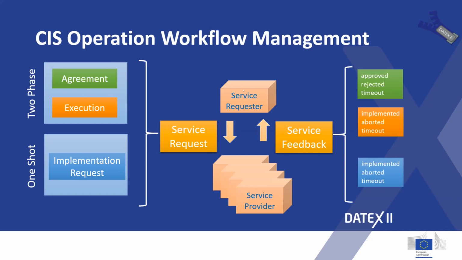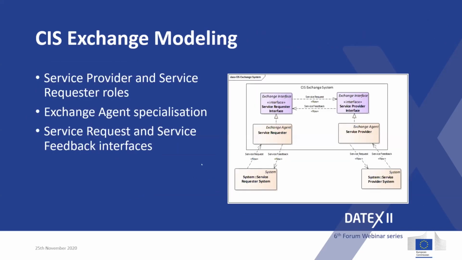After that, this implementation is done. So this simple pattern, service request and service feedback, is what is standardized under the CIS specification. We have seen before in the exchange how the exchange is modeled. We don't have now a supplier, but we have a service requester and service provider system, which have an exchange agent, a service requester agent, and a service provider, and the interface, which is a service provider interface, which allows the service request and service feedback.